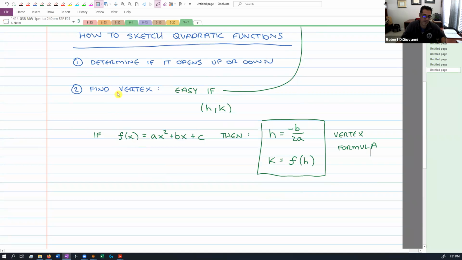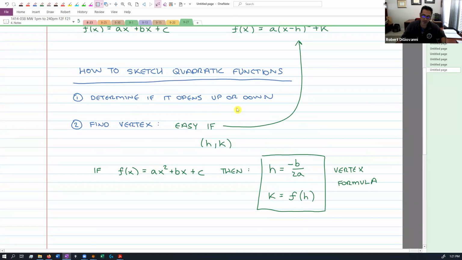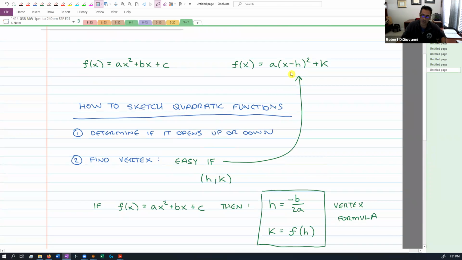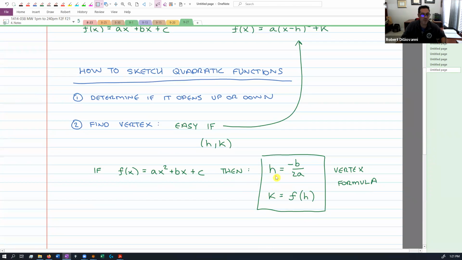So again, determining if it opens up or down should be easy. We just look at the A. The vertex might be easy if we have it in this form, but if it's not, we're going to have to crank out a little formula.